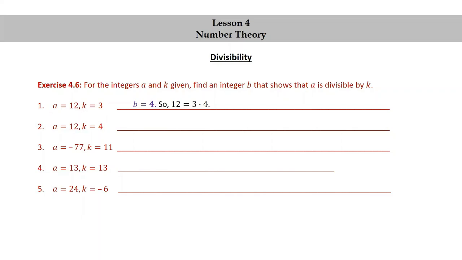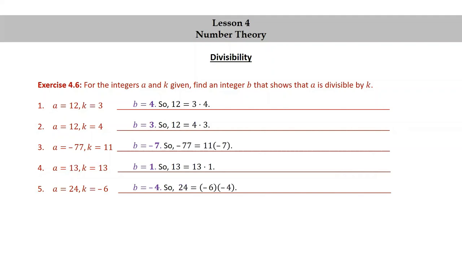For a equals 12, k equals 4, here b is equal to 3, so 12 is equal to 4 times 3. For a equals negative 77 and k equals 11, here b is equal to negative 7. So negative 77 is equal to 11 times negative 7. For a equals 13 and k equals 13, b is 1. So 13 is equal to 13 times 1. For a equals 24 and k equals negative 6, here we have b equals negative 4. So 24 is equal to negative 6 times negative 4.